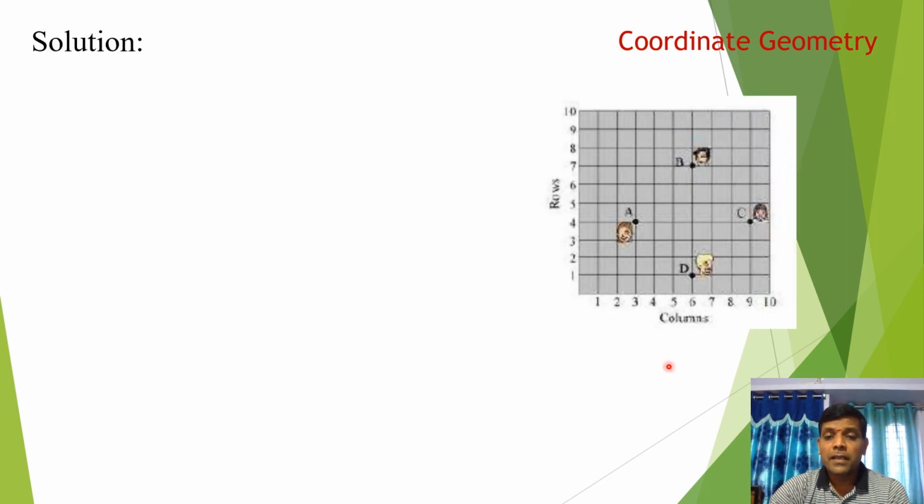Look at the graph. Here A, B, C, D are the 4 friends. First you should find the distances AB, BC, CD and AD. After that, the diagonals AC and BD. If AB, BC, CD, AD are equal and AC and BD are also equal, then these 4 friends are sitting in a square shape. Otherwise, not. Are you clear?